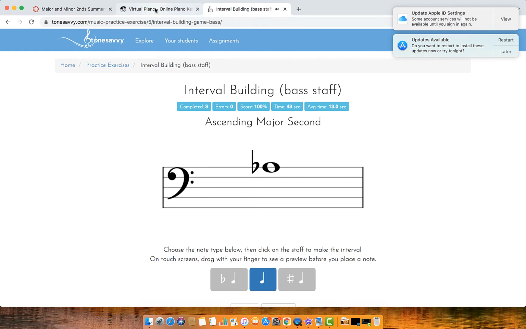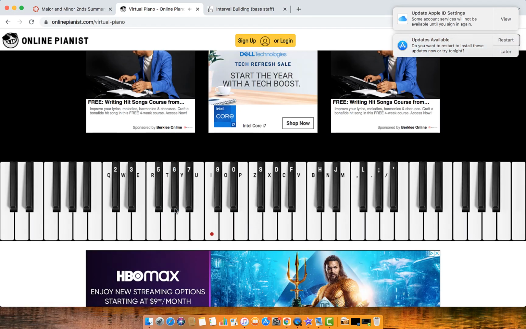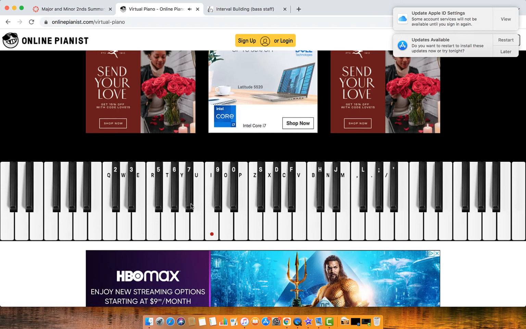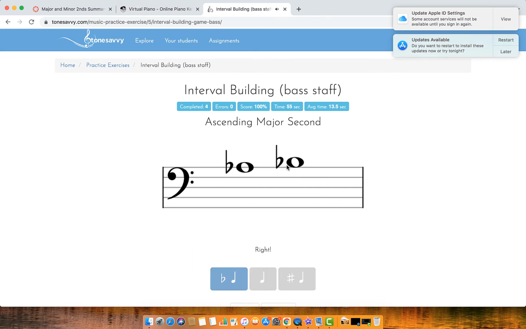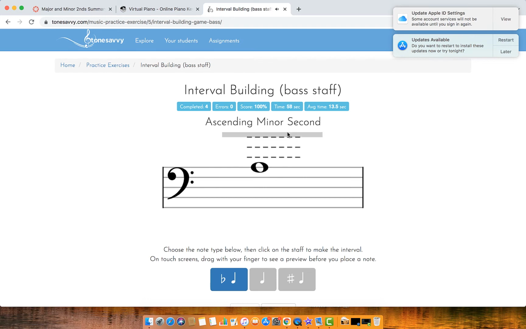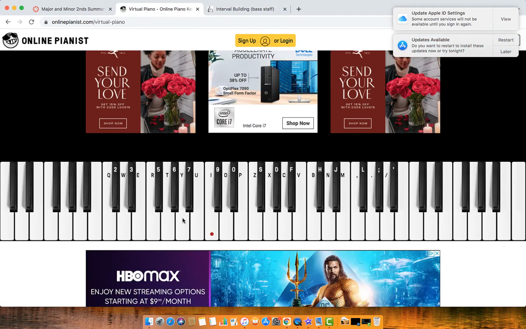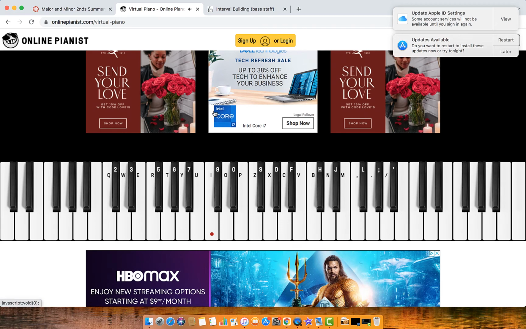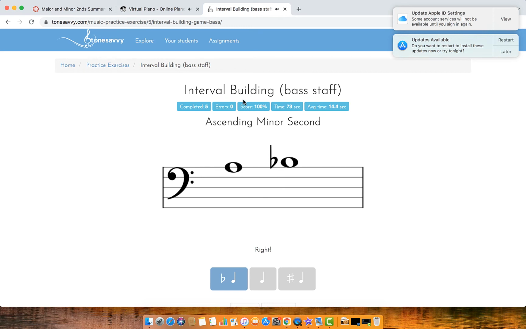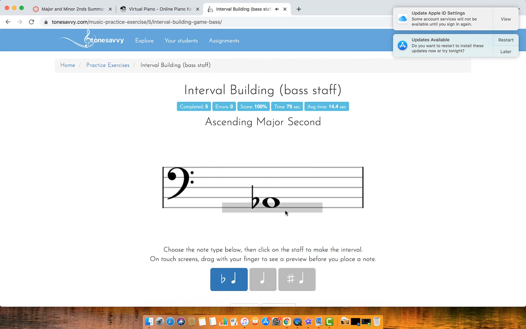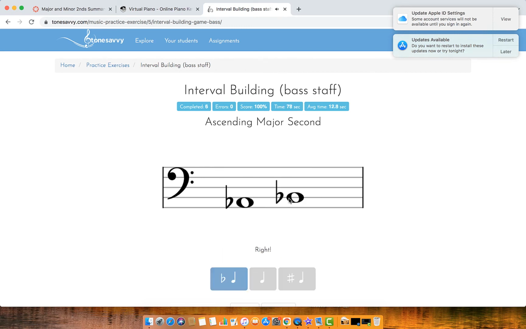Major second above A flat. Here's A flat. A flat, B flat. Minor second above A. Let's find an A. See that half step? Minor second. All right, so that gives us B flat. So you'll be able to build your seconds in treble and bass.